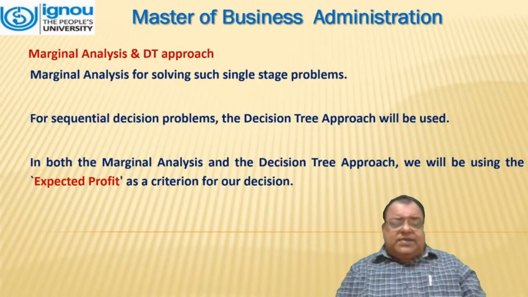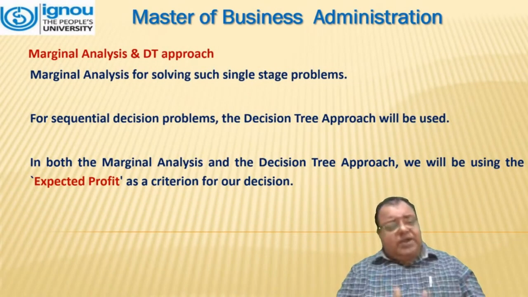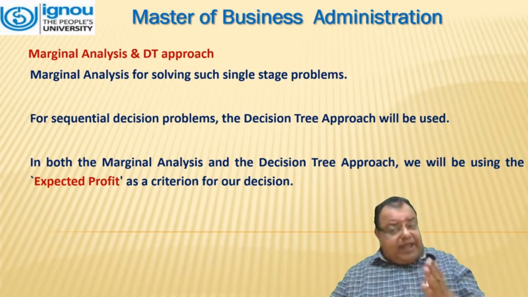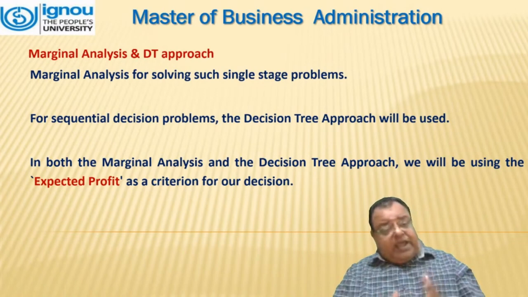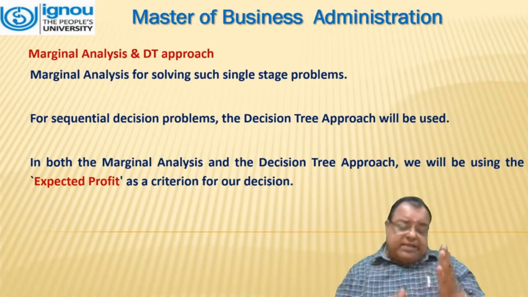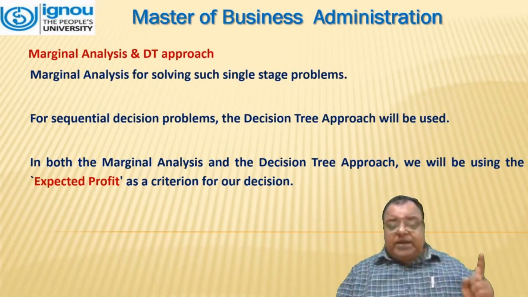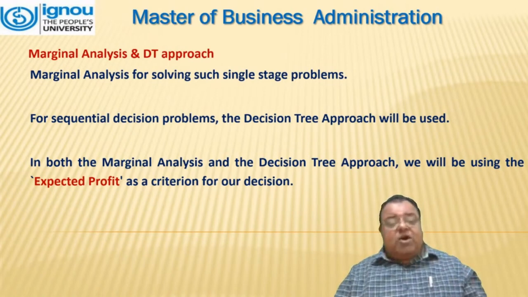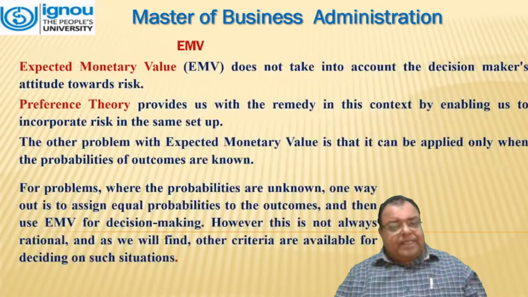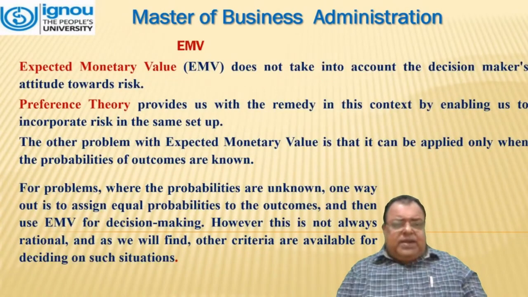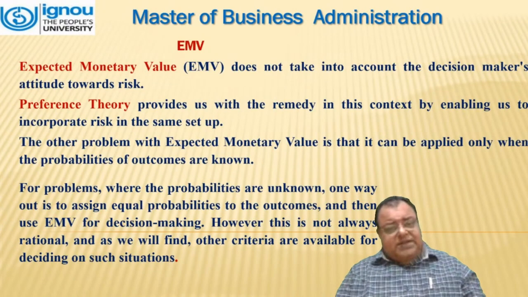Marginal analysis and decision tree approach. We use marginal analysis for solving such single stage problems. For sequential decision problems, the decision tree approach will be used. In both the marginal analysis and the decision tree approach, we will be using the expected profit as the criterion of our decision: expected monetary value, that is EMV.